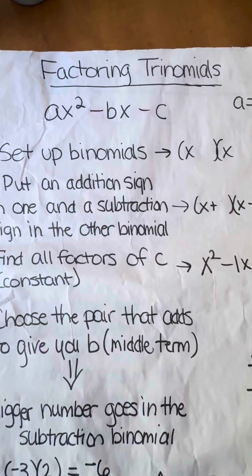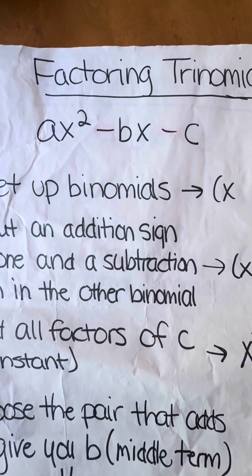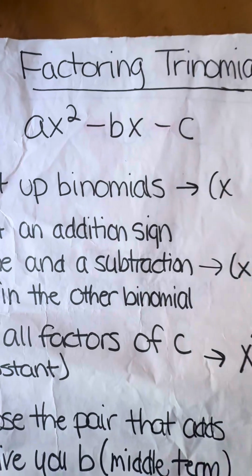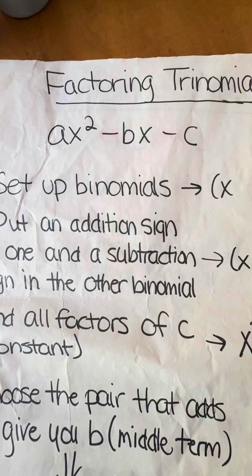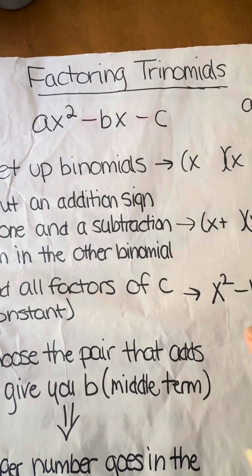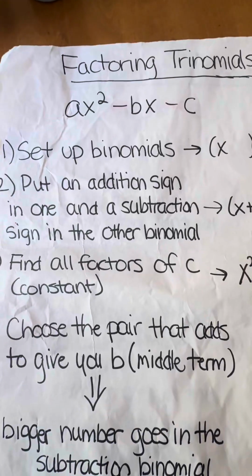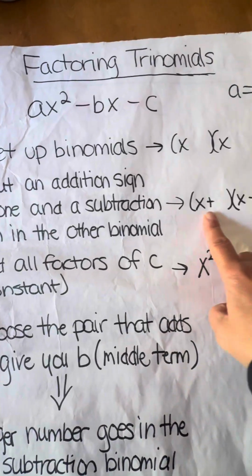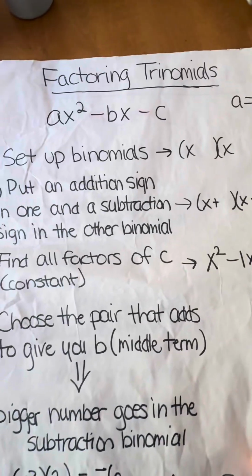Now we're going to take a look at what happens when I have an all negative problem like this one. This is a little bit trickier. So when you have a negative, negative, again, a is just 1, so that means that your number in front of x squared is just 1, or there is no number. Setting up the binomials, that's always the first step, is x in the binomials. But in this case, you're going to put one of them is a plus, one of them is a minus. So you're going to have a combination of both of them.